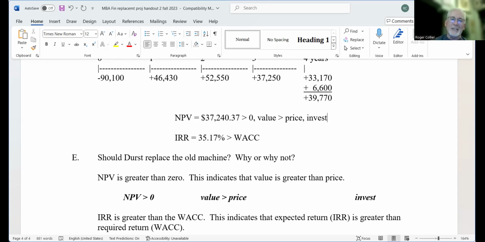We take the next step and find the IRR. The IRR is 35.17%. That's greater than our WACC of 15%. That tells me that expected return is greater than required return. And that tells me we should invest.